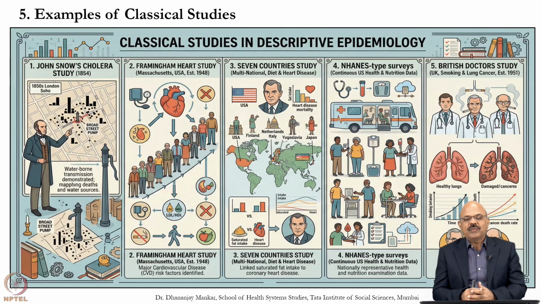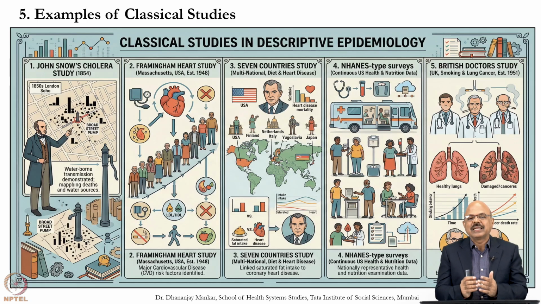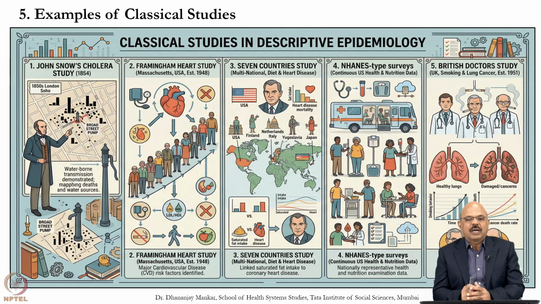The Seven Countries Study of multinational diet and heart disease was a very remarkable stepping stone, linking saturated fat intake to coronary artery disease incidence. The countries were USA, Finland, Netherlands, Italy, Yugoslavia, Japan. Heart disease mortality was compared with respect to saturated and unsaturated fat. The increase in incidence of heart disease was seen as very important with respect to saturated fat intake and was seen as correlated with heart disease.